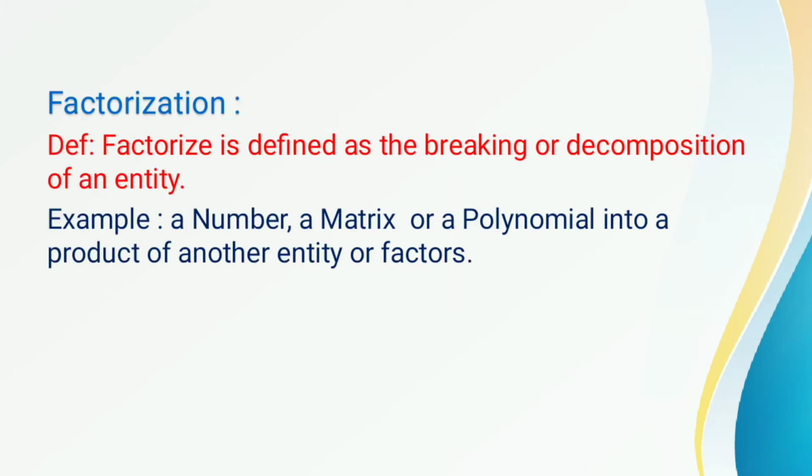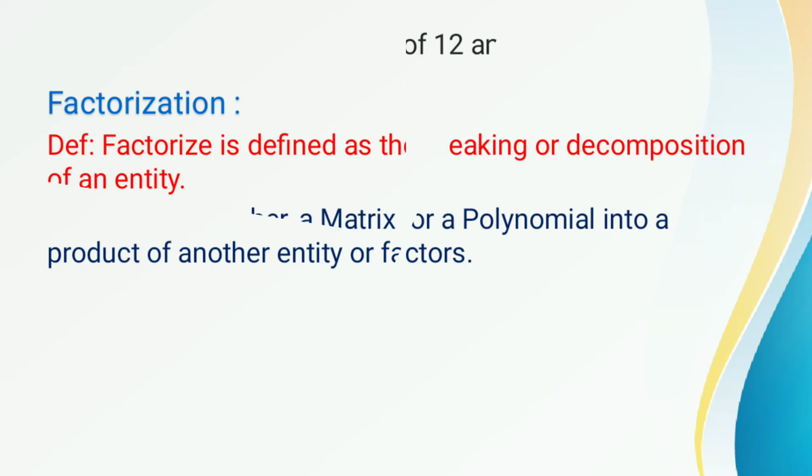What is factorization? The definition of factorization is the breaking or decomposition of an entity. We need to understand here that we are going to separate a term into two or three or multiple factors. Example, a number, a matrix or a polynomial can be divided into a product of other entities or factors.